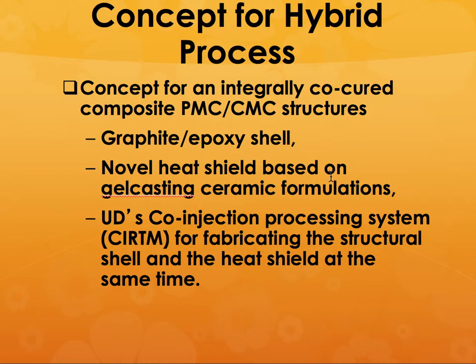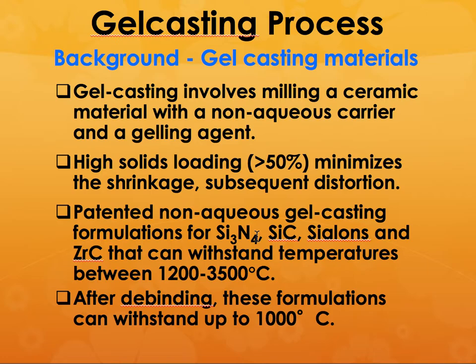In our case, what we used it for was for making an integrally co-cured polymer matrix composite, ceramic matrix composite structure. So you have a graphite epoxy shell and you have a novel heat shield based on gel casting ceramic material. And we use that for injecting two types of materials. One would be the epoxy itself and the other one would be a ceramic. The ceramic can be silicon nitride, silicon carbide, silicon oxycarbide or zirconium carbide that can withstand very high temperatures. So the inside would still have the right type of mechanical properties, but the outside would have the high temperature properties that you are requiring. And after debinding, these formulations can withstand up to 1000 degrees centigrade.